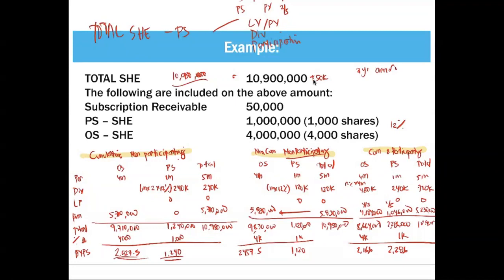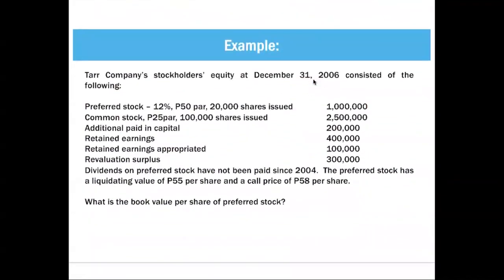So that you will not be left by the amount of OS, you can prepare a tabular form just like this. You give a share first of OS and PS based on their par value. And then you give dividend and you give liquidation premium and you give the remainder, whether it is participating or non-participating. Let's solve some quick problems.